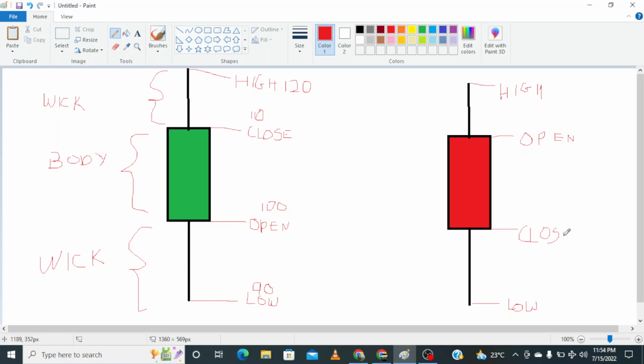Okay, yeah, nothing is complicated. If you understood what the green candle is, you can understand what the red candle is doing. Now let's just say, for example, the market opened at again 110. Let's say it opened at 110. Okay, it went high to 120.